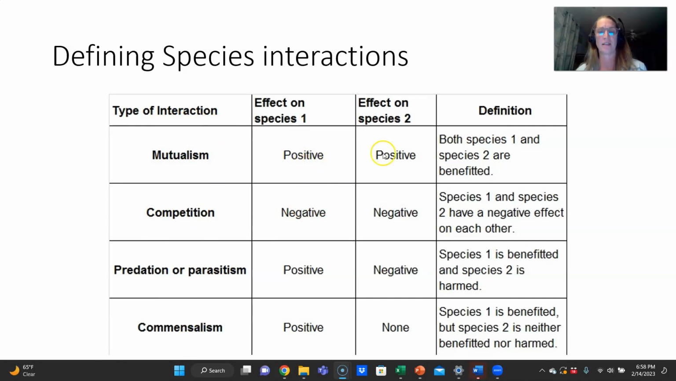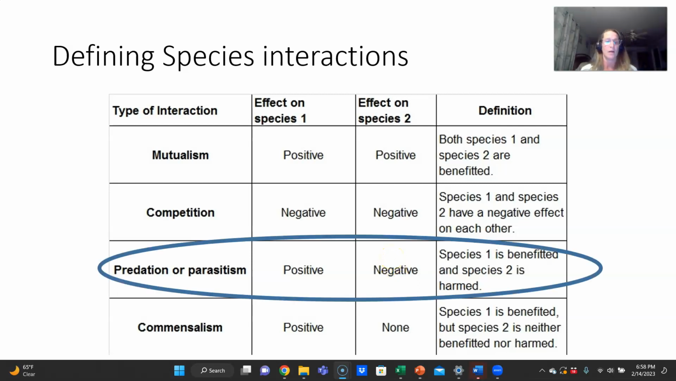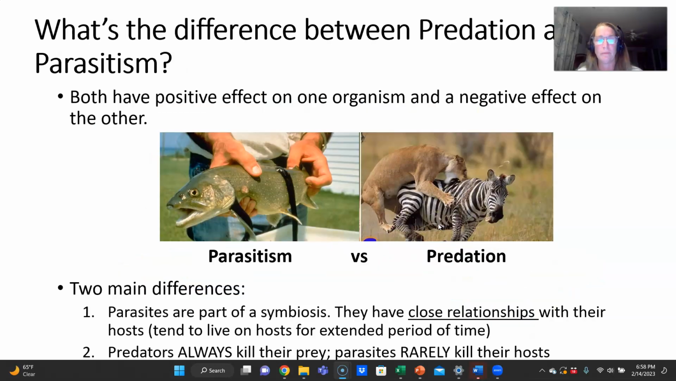In mutualism, we have positive impacts on both species that are interacting. In commensalism, we have a positive impact for one species and neither a positive nor negative effect on the second species. And then for parasitism, it's similar to predation in that we have a positive impact on one species, that would be the parasite, and a negative impact on the other species, which would be the host. But we have this predation and parasitism that have basically the same results in terms of the effects on the two different species. So how do we separate those two? What's the difference between them?